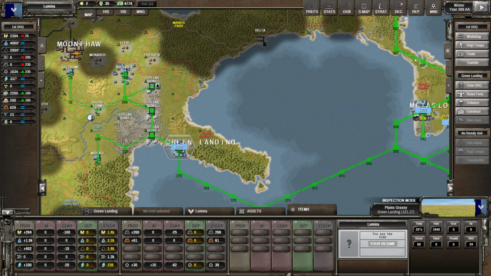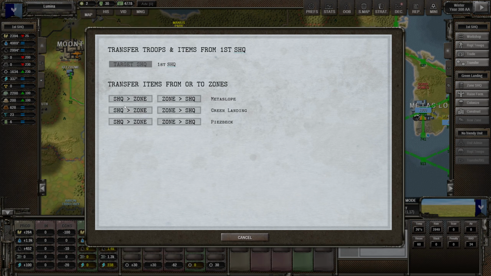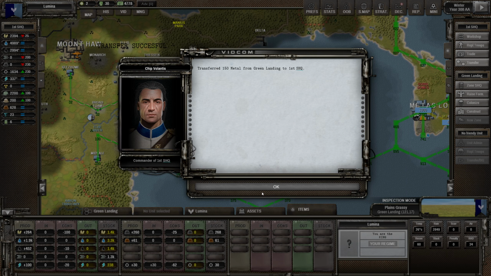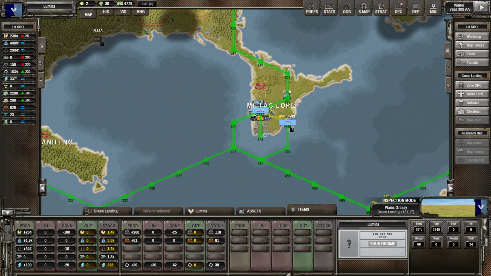This is a little complex, but you've got a transfer button here. You can actually manually transfer stuff from your zone to the SHQ if you want. So for example, if I want to manually move metal, because it's not doing it automatically for whatever reason, it'll cost 150 logistics points. Bosh, there we go. I can manually do it myself. Now my SHQ's got 150.